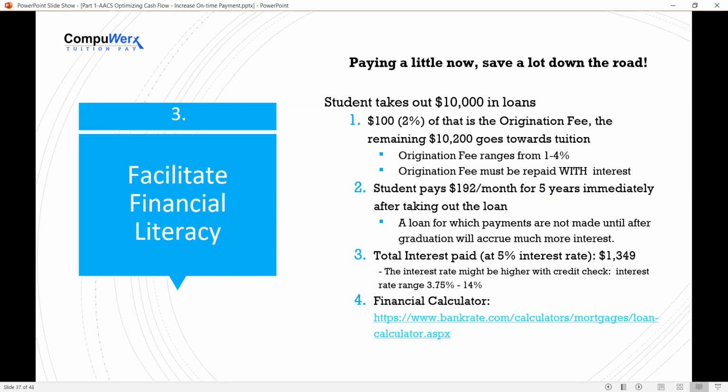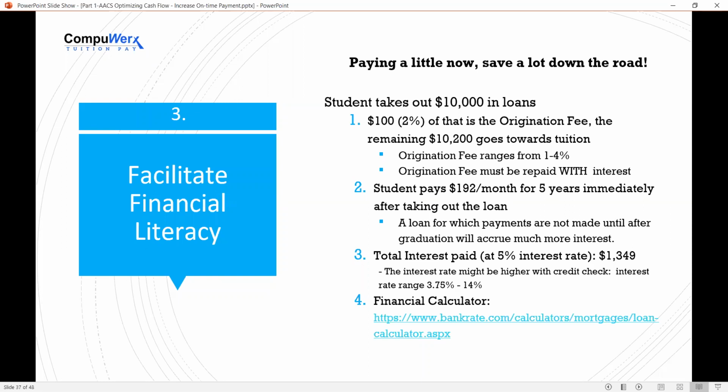So the origination fee adds to the loan. The total loan will become $10,200, and they have to pay interest on that $200 too. Let's say your student is going to take out the loan for 5 years, so their monthly payment would be $192 for immediate payment after they take out the loan.